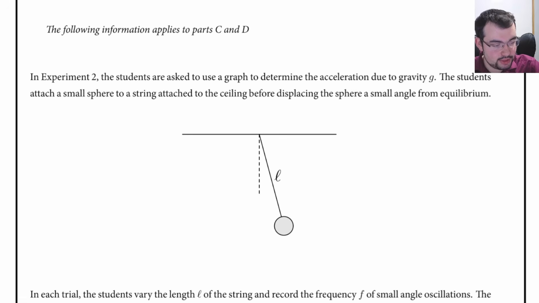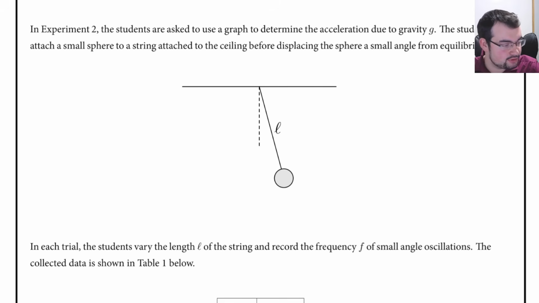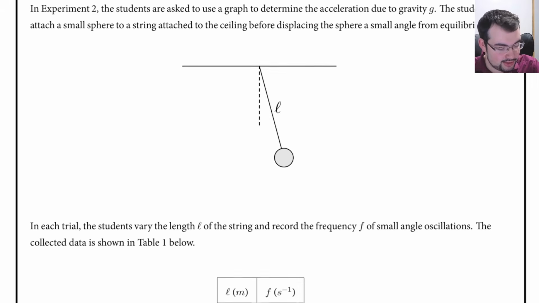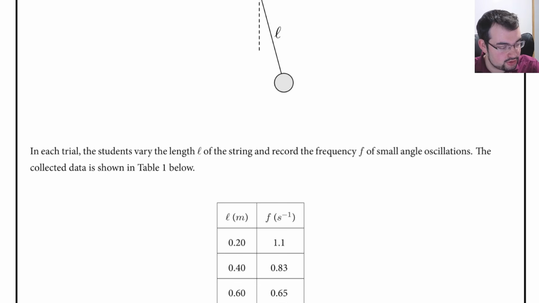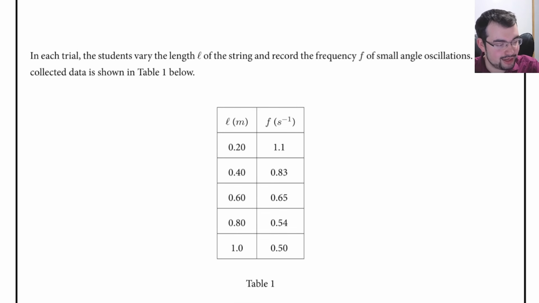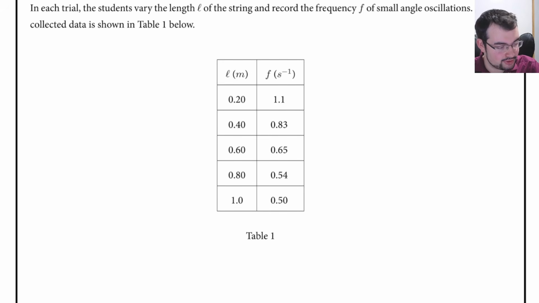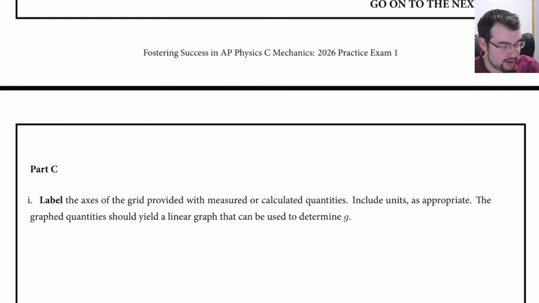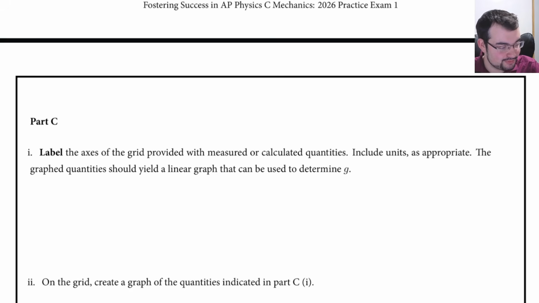In experiment 2, students are asked to use a graph to determine the acceleration due to gravity g. The students attach a small sphere to a string attached to the ceiling. Before displacing the sphere a small angle, we vary the length L of the string and record the frequency of small angle oscillations. We can already tell this is not linear because we have this sort of decrease. It's not going to hit 0. We want to figure out how to linearize it.